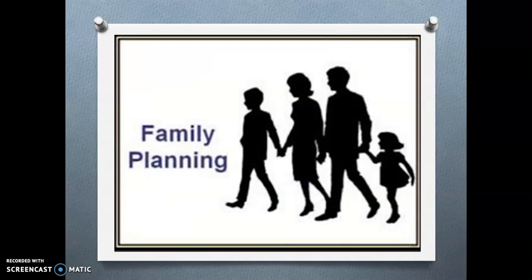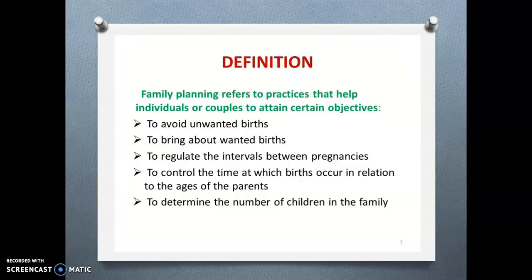And population growth control can be effected by family planning. Family planning refers to the practices that help the couple to decide the number of children that they can have. So family planning helps couples to attain certain objectives. That is, they can avoid unwanted births. If they do not prefer to have a child at a particular time, they can avoid the birth of the child. Then they can bring about wanted births. If they prefer to have a child at a particular time, they can plan in such a way that the couples can receive a child.